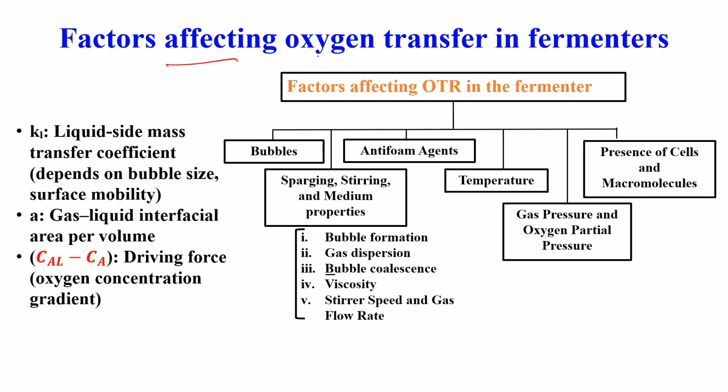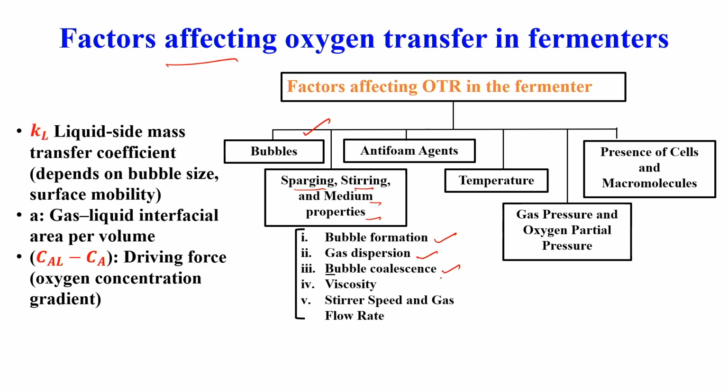In the next subsequent slides, we will be discussing the factors affecting oxygen transfer in bioreactors. When you are supplying oxygen, it is typically done through bubbles, and how the bubbles are created depends on sparging, stirring, and the media properties. When you are sparging, there should first be bubble formation, then gas dispersion.